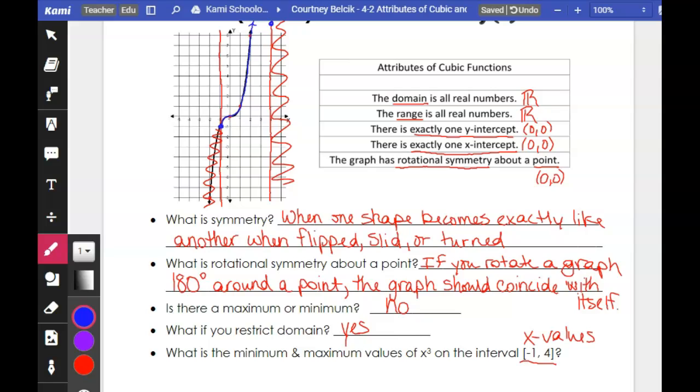The minimum is easy to see. The minimum is down here. And you can either pick it out from the graph or you can do it algebraically. So if the equation is y equals x cubed and the minimum x value is -1, then you can substitute -1 for x and you get a minimum value of -1.